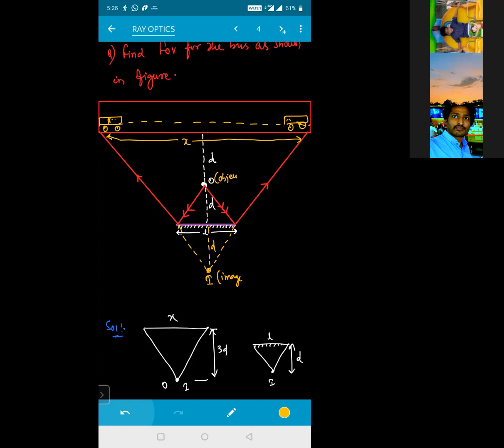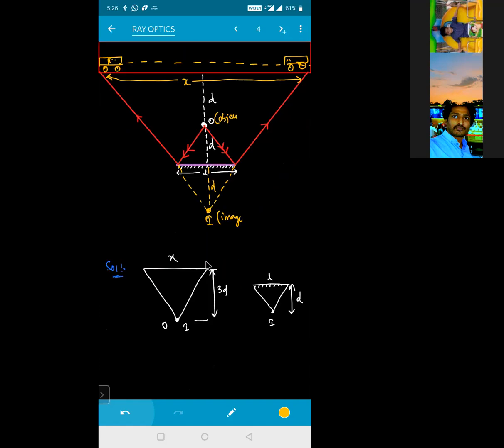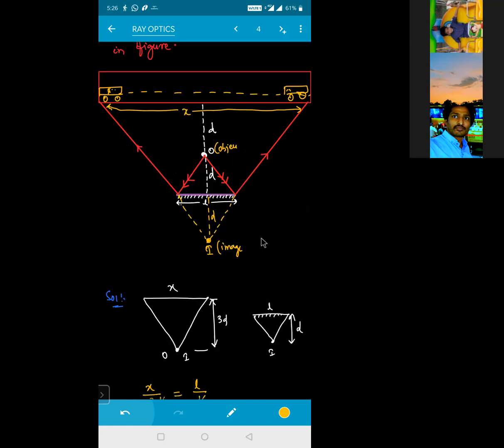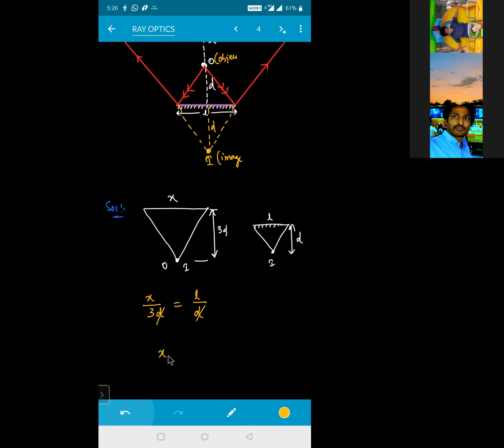Now see, if I'm taking the bigger triangle, how do you write this one, beta? This side by this side: X by 3D will be equal to, for this one, L by D. So in this one, D and this D will get cancelled. So X is coming out to be how much, beta? X is equal to 3 times the length of the mirror.